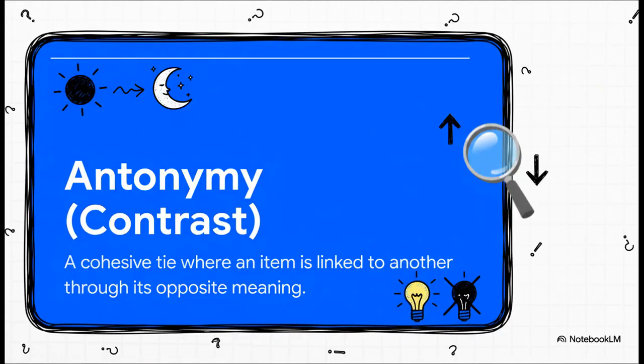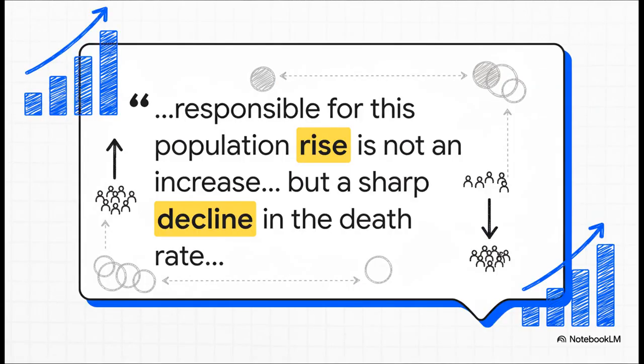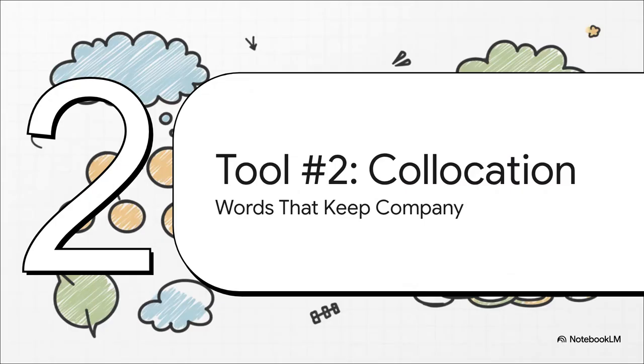Okay, last one under the reiteration tool, antonymy. And this one is really cool actually, because it builds a connection using opposites. Instead of creating a link through similarity, it uses contrast. Check this out. The keywords here are rise and decline. They're total opposites, right? But they're both being used to talk about the exact same thing: population change. Using that contrast, that tension between the two words, actually creates a really strong cohesive bond that pulls the sentence together tightly.